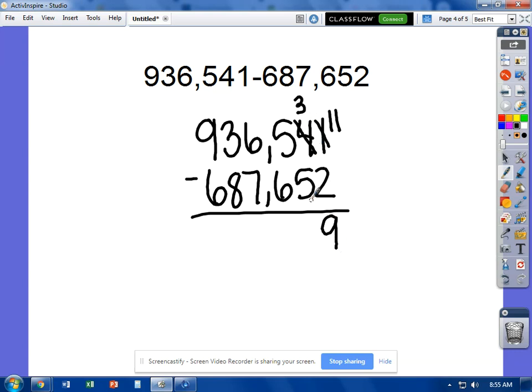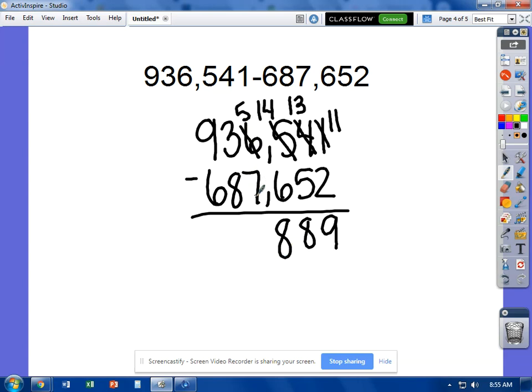I can't do 3 minus 5, so once again, I'm going to borrow. I take from the 5, making it a 4, before I add a 1 in front of my 3 to make it 13. 13 minus 5 is 8. I come over here, 4 minus 6, I cannot do yet, so I have to borrow, make this a 5, then make this a 14. 14 minus 6 gives me 8 again.